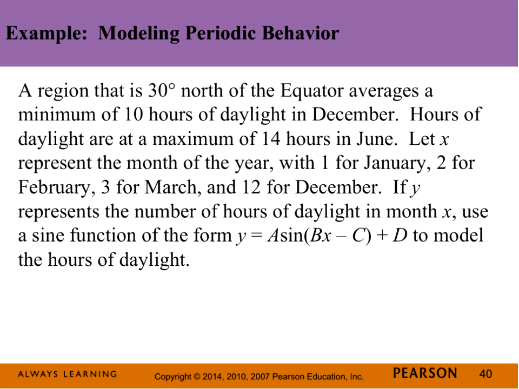All right, so we have a region that is 30 degrees north of the equator that averages a minimum of 10 hours of daylight in December. Hours of daylight are at a maximum of 14 hours in June, and let X represent the month of each year, so 1 January, 2 February, and so on. If Y represents the number of hours of daylight in the month X, use the sine function of this form to model the hours of daylight. So I'm going to move to a blank slide for us to start breaking this down on.